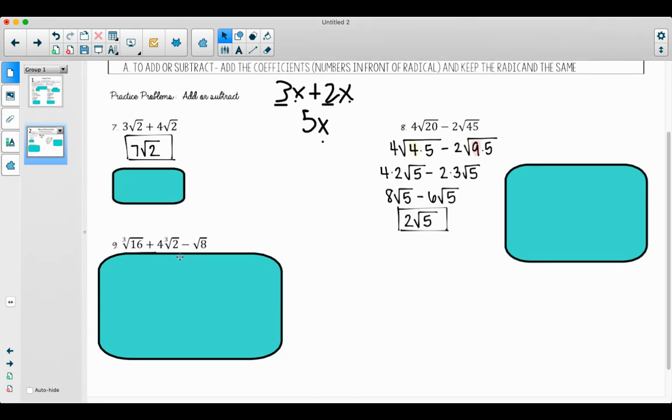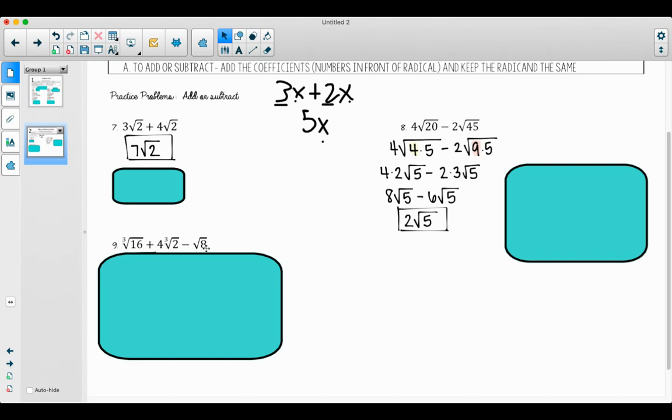So in practice problem number 9, we see the cube root of 16 plus 4 the cube root of 2 minus the square root of 8. Notice my index is different. Keep that in mind when we get to our final steps. I got to start by looking at 16 and 8 because there's definitely a perfect cube hidden inside that 16, and there's definitely a perfect square hidden inside that 8.